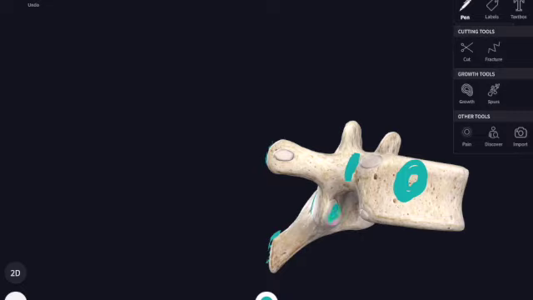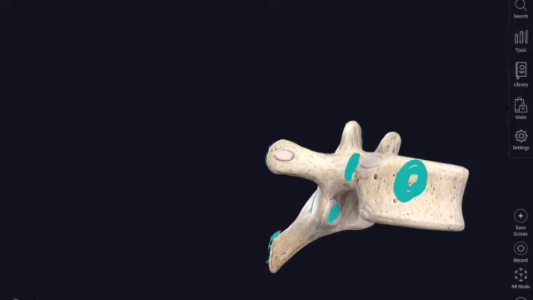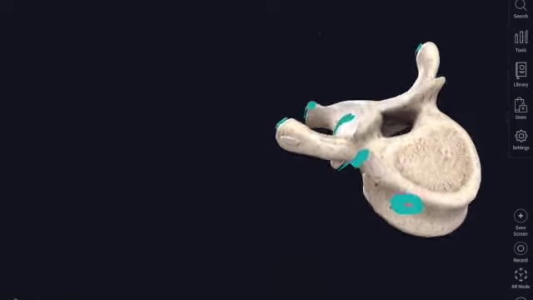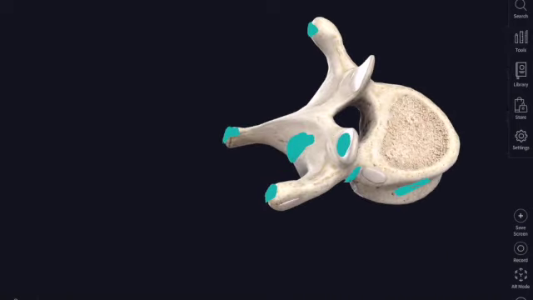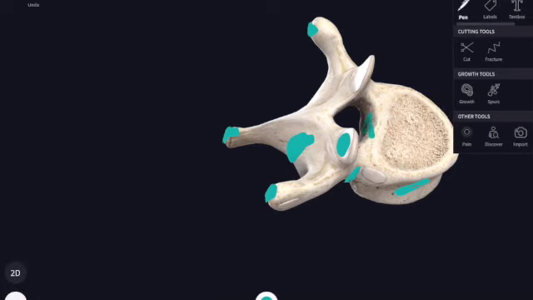The intervertebral foramina is formed when you have multiple vertebrae, so right now you can't really see it. And then the vertebral foramina is where the spinal cord goes. So it's right in the middle, protected by the bone. Okay.